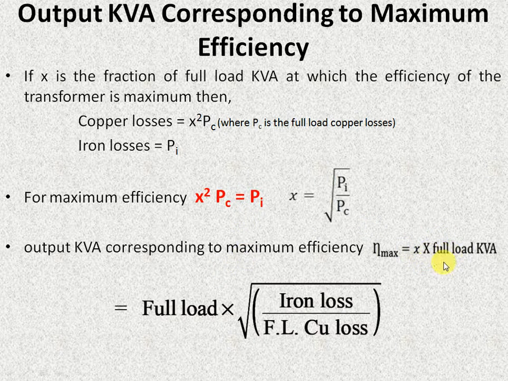So from here I can write the output kVA corresponding to maximum efficiency. The maximum efficiency we generally represent as eta max. So output kVA corresponding to maximum efficiency is X times full load kVA, and for X you can make the substitution. So square root of iron loss by full load copper loss into full load kVA will give you the output kVA corresponding to maximum efficiency condition. You will get a clearer idea about this while solving the problems associated with this.